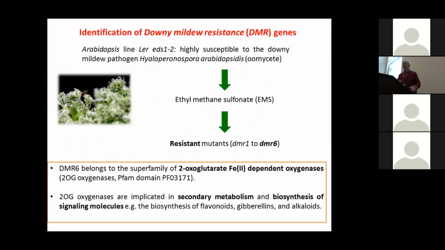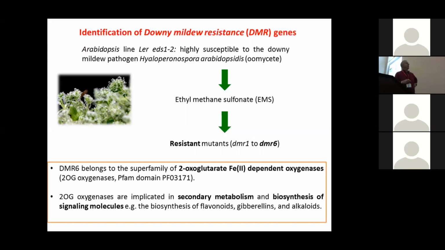Let me tell you another approach that we're doing. People have taken mutagenesis approaches to try to identify genes that are important for susceptibility. A colleague of mine, Guido Vandenack at Utrecht University in the Netherlands, did this very nice experiment with Arabidopsis and the downy mildew pathogen, an oomycete called Hyaloperonospora arabidopsidis, or HPA. What they did is a forward genetic screen. They took this plant, mutagenized it, and looked for resistant plants.